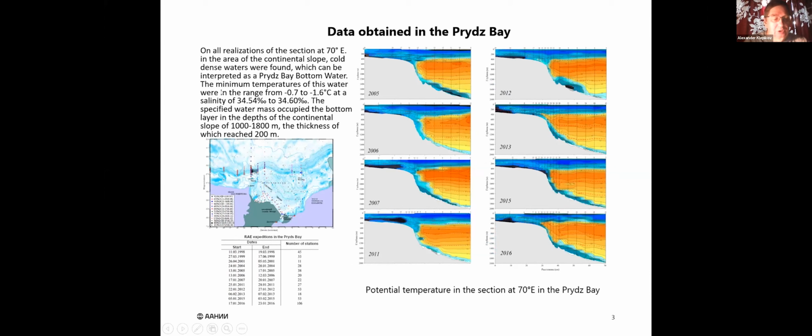We made oceanographic observations in Prydz Bay since 1998, and we made a lot of realizations of a section along 70° east, and here is an example of these sections in different years. These sections help us to find the bottom water which forms in this area. We called it Prydz Bay bottom water, with a temperature range of minus 0.7 to minus 1.6 Celsius, and with salinity 34.54 to 34.60 practical salinity units.